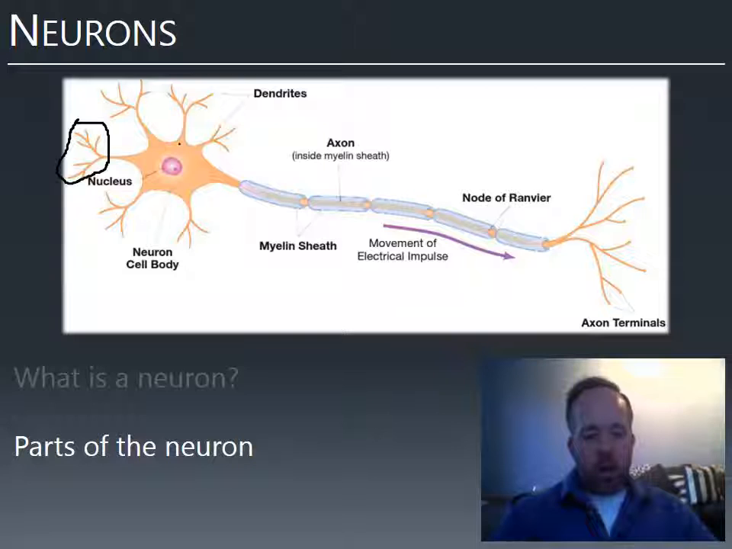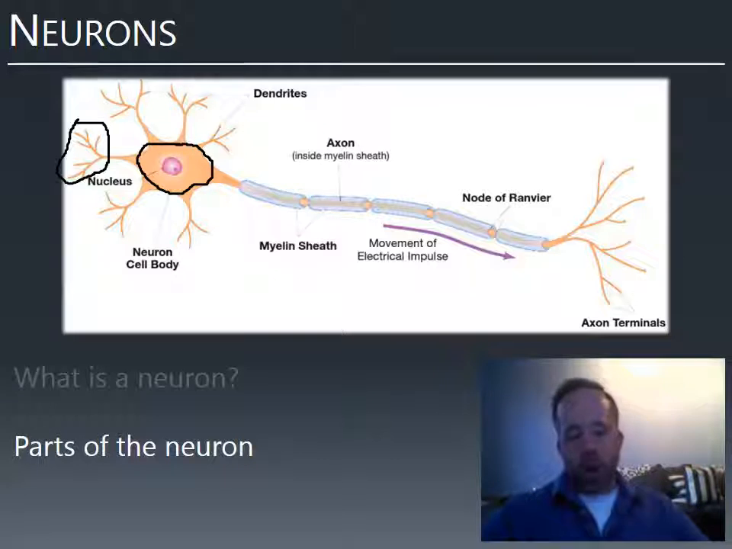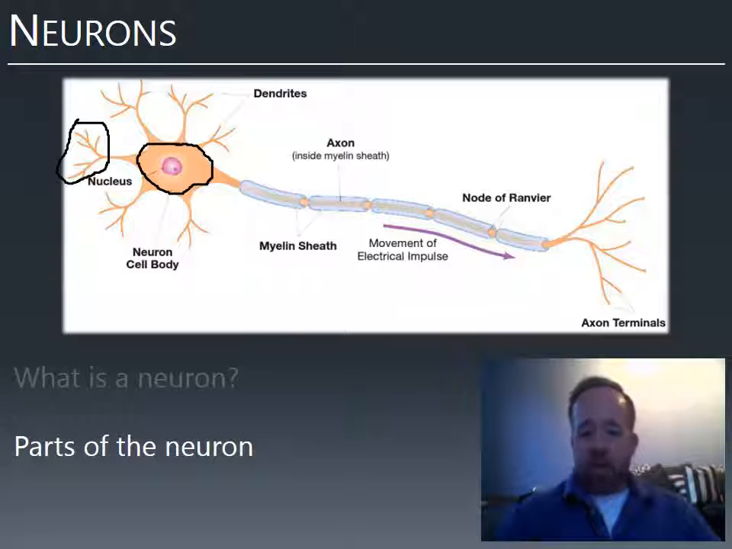And here in the middle, we have the neuron cell body along with the nucleus. If we remember from cell biology, the nucleus is where genetic information is stored. It's also where things like proteins get put together and assembled. Next, we have the axon, which is this long, spindly projection coming off of the cell body. And neurons only have one of these for our purposes.